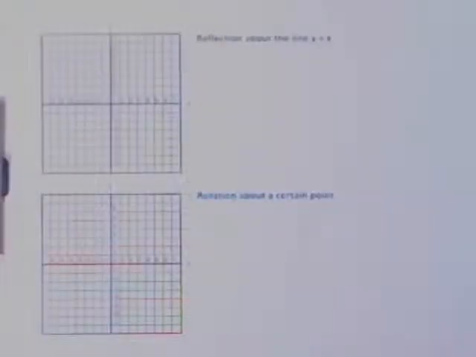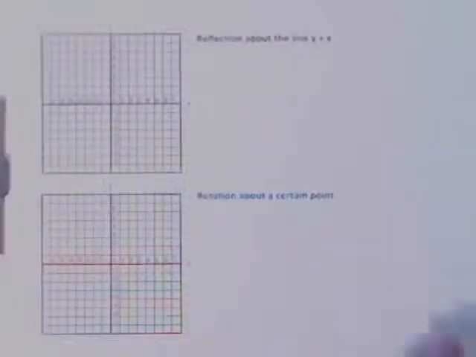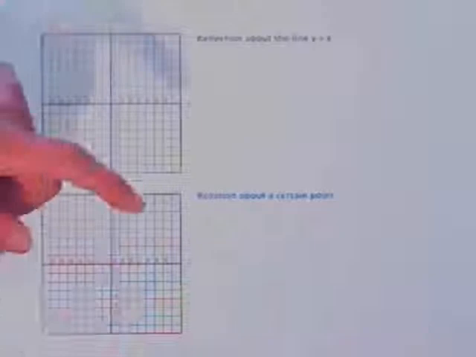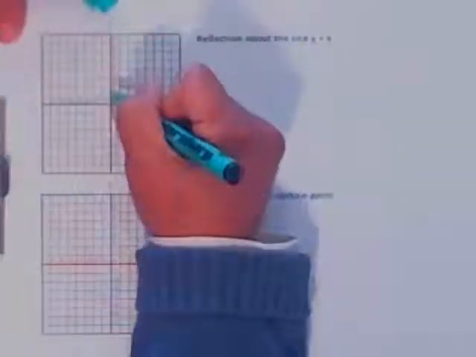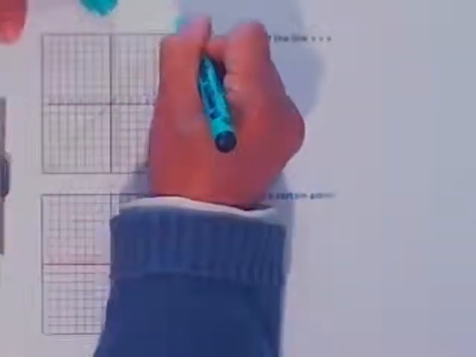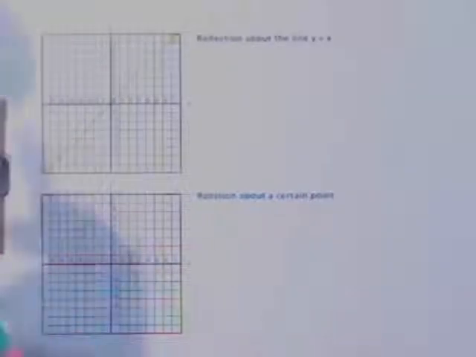Alright, so let's do one last thing. Reflection about the line y equals x. We're going to do a rotation about a certain point, and maybe one more example if you have time. About the line y equals x, this is the equation of the line y equals x. I'm going to use green this time because it doesn't need to be highlighted. This is a very, very important line. That's the y equals x line right there. Okay? I'm going to use pink for this, y equals x.